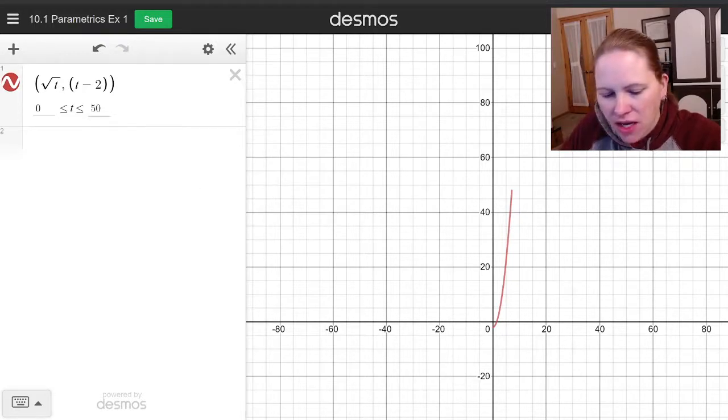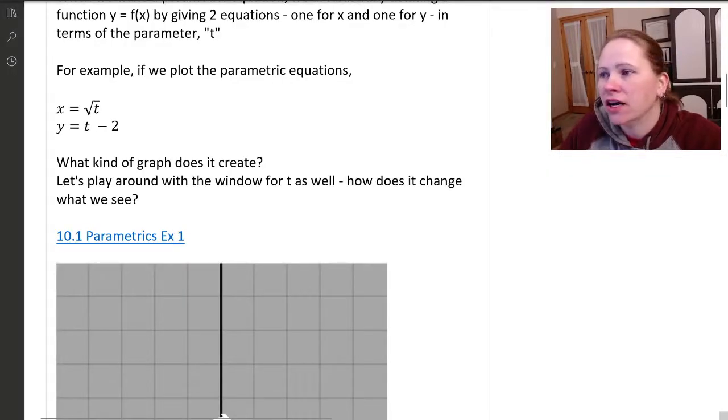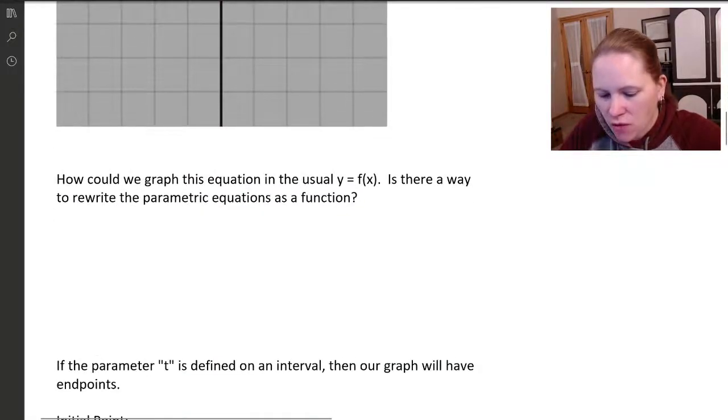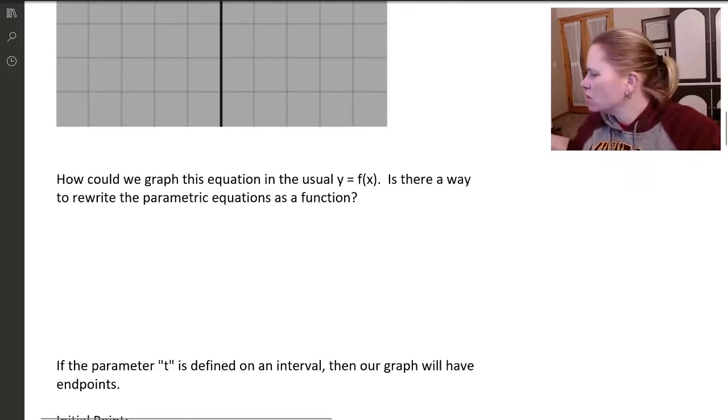So you can see we have a lot of control over how much of that graph we see. Now, as we're looking at this graph, we can see the shape and everything. But we want to also talk about how we could graph this. What would be the equation if we were going to graph it as a function of x? What would it look like?